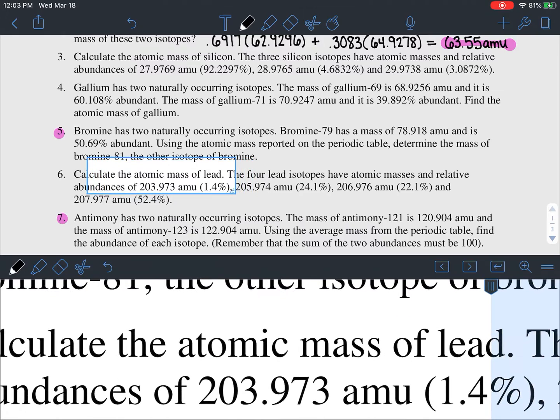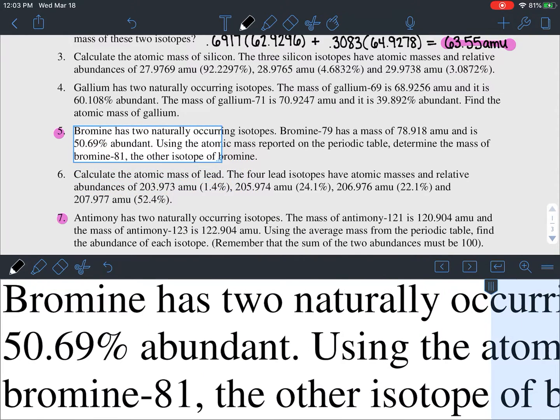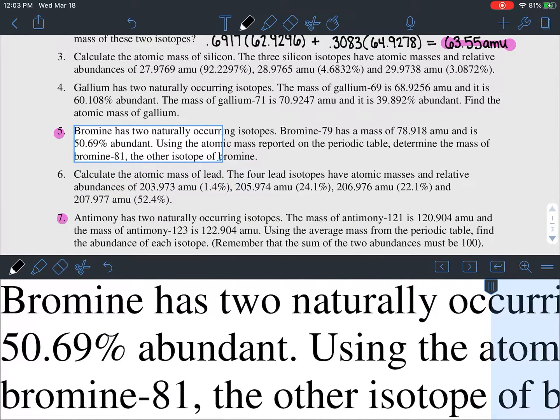All right, moving on to question 5. This question had come up in class. Bromine has 2 naturally occurring isotopes, bromine 79, which has a mass of 78.918 AMUs and is 50.69% abundant. Using the atomic mass reported on the periodic table, determine the mass of bromine 81, the other isotope of bromine.